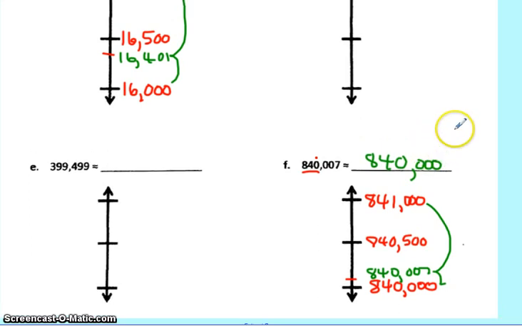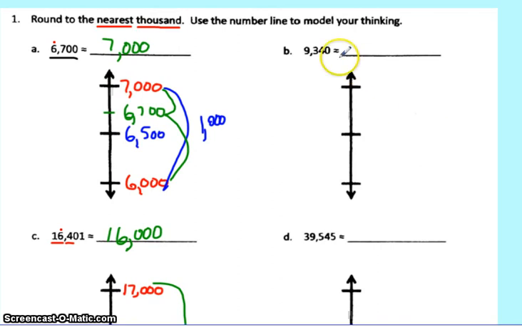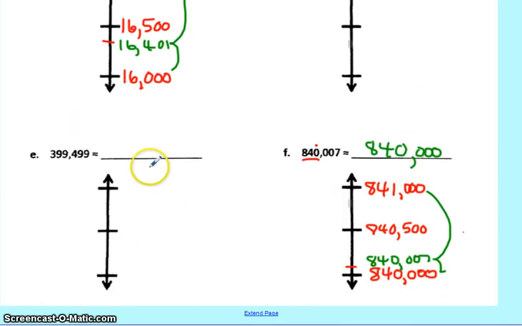All right. I'm going to give you the answers for each of these so that you can check your work. So B, with the nearest thousand, would be 9,000. For D, the nearest thousand, now this was kind of a tricky one. We're at 39,545. The nearest thousand would be the next thousand, which would be 40,000. Go back and look at that if you missed it. And then, of course, 399,499. Okay, the nearest thousand would still be 399,000.